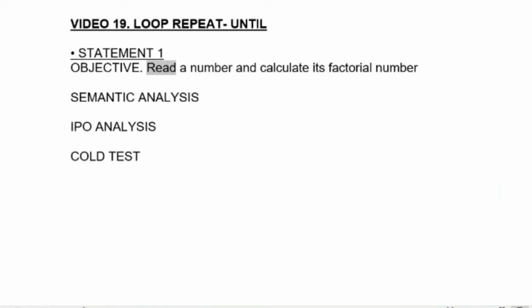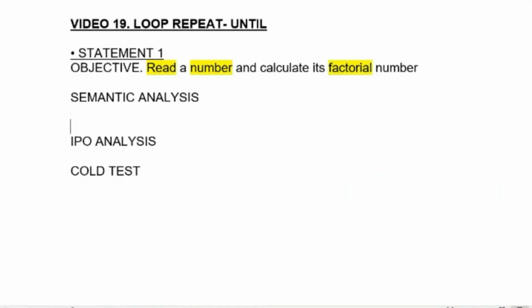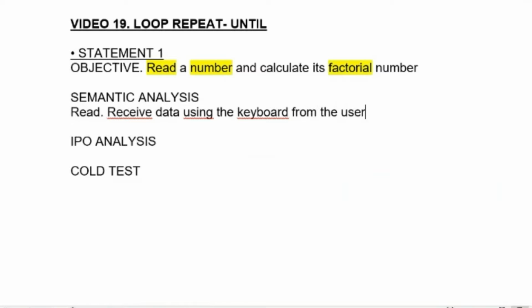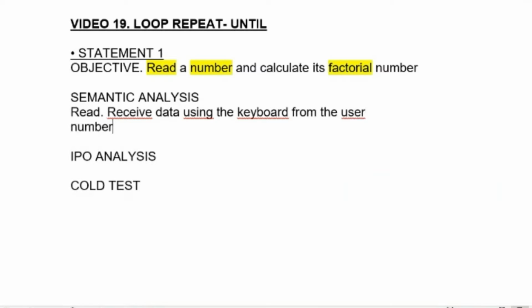Semantic analysis. What is read? In the computer programming world, what is a number? Yes, I know, you know that, but write it. What does factorial mean? Okay? So read is receive data using the keyboard from the user. Number is a value.